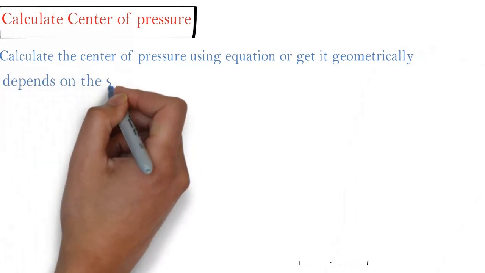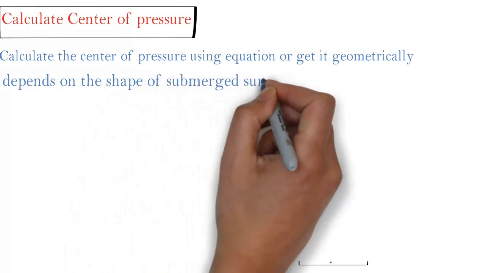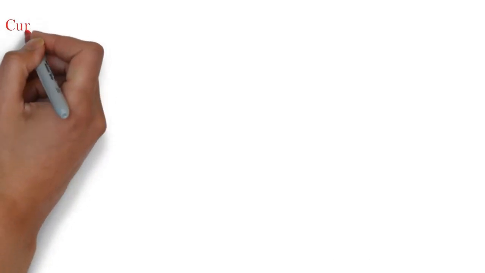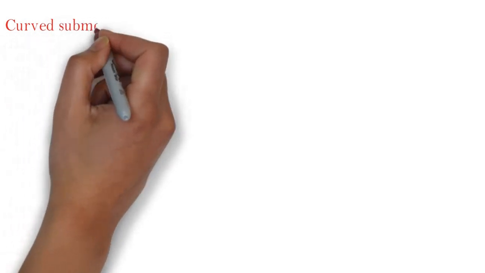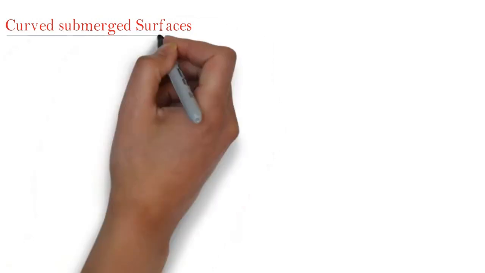You can calculate it using the general equation, or you can get it geometrically, and it depends on the shape of the submerged surface. I also prefer to stick with the general equation, which includes the moment of inertia of the submerged surface. Then let's talk about curved submerged surfaces.